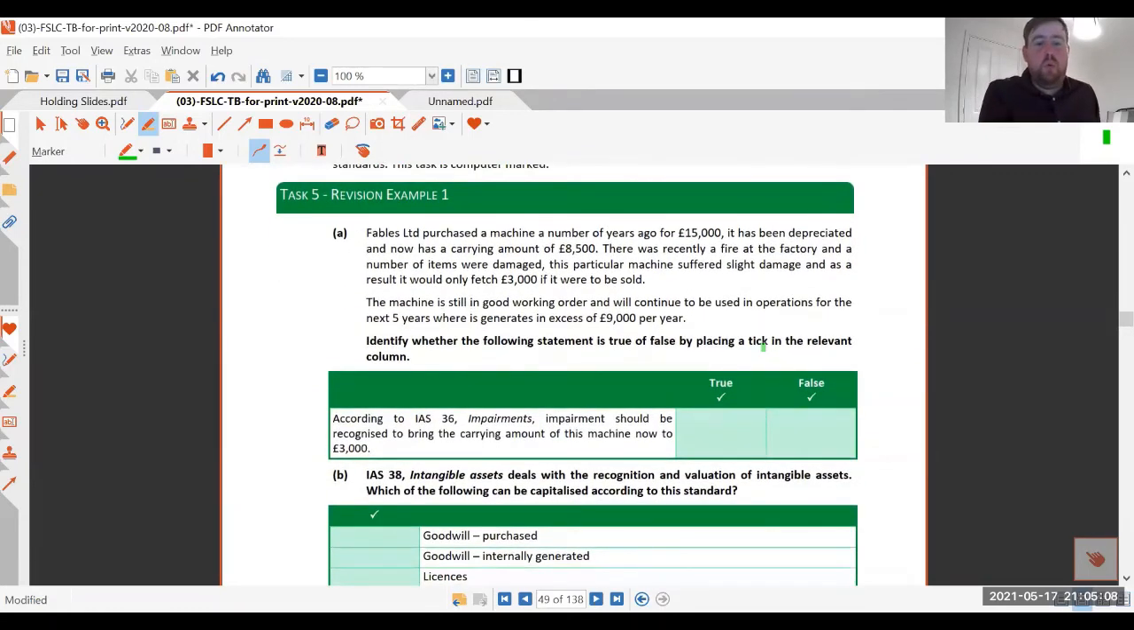Task 5, example 1, talks about Fables Limited in the first instance here. They have a machine bought a number of years ago, 15,000, now has a carrying amount of 8.5. There is a fire at the factory. This is fairly recent. Number of items were damaged. This particular machine suffered slight damage, and as a result, it would only fetch 3,000 if it was sold. The machine is still in good working order, will continue to be used in operations for the next 5 years, where it generates in excess of 9K. What do we think? Do we need to tweak its value?